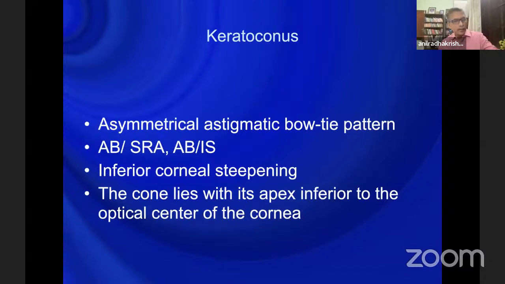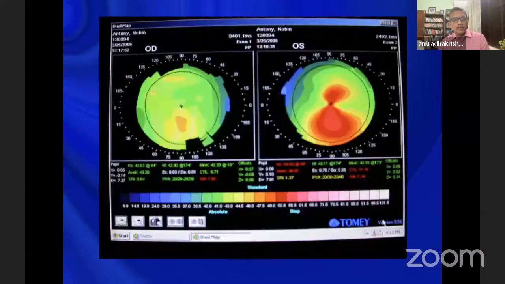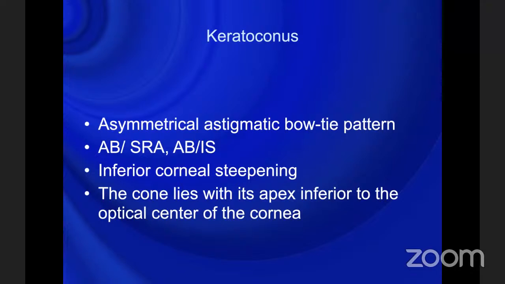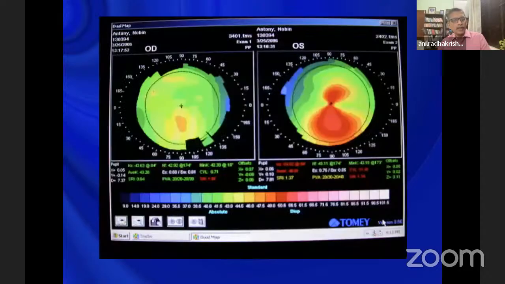So I will go to keratoconus now, which is the most important one, which is necessary to be distinguished. Classically, you have this asymmetric bow tie pattern with skewing of radial axis and asymmetric bow tie with inferior steepening. This I'm telling about the classic things. There are various other subtle parameters which we can talk about.